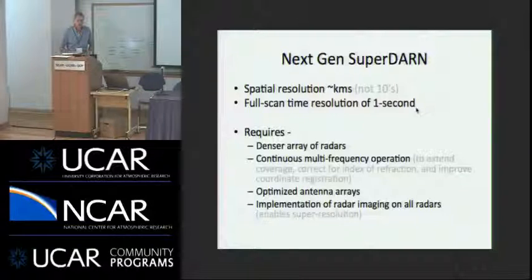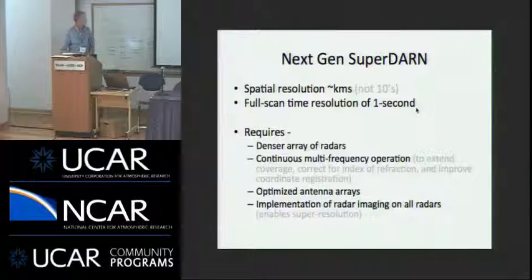So what I think is, if we're going to move on with being able to model things, we definitely need to think about next generation measurements. And I think that we can actually do something that has spatial resolution on the order of a few kilometers, not even tens of kilometers. And we can actually get that entire convection map in a second instead of once a minute.